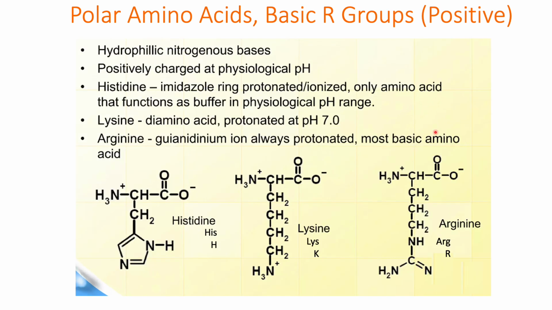Then there are 3 polar basic amino acids. Again, they're hydrophilic and have nitrogenous bases in their R group. They are positively charged at physiological pH. The 3 polar basic amino acids are histidine, which has an imidazole ring, lysine, and then arginine. It has a guanidium ion. So this part is the guanidium ion. These 3 are the polar basic amino acids. Of these, arginine is the most basic amino acid.